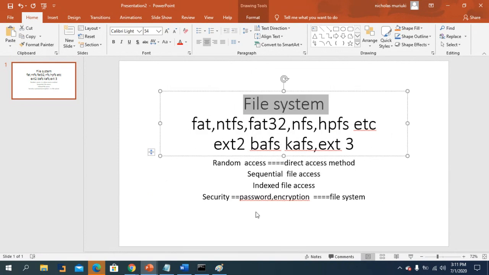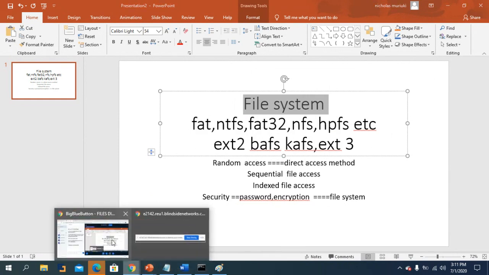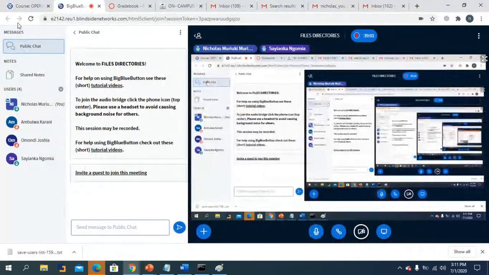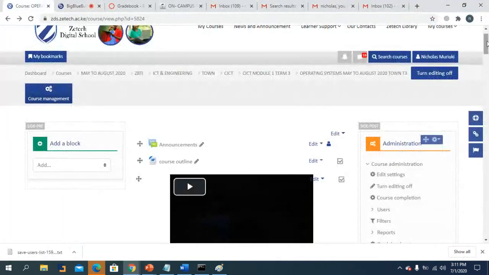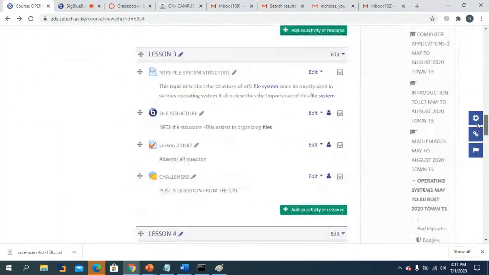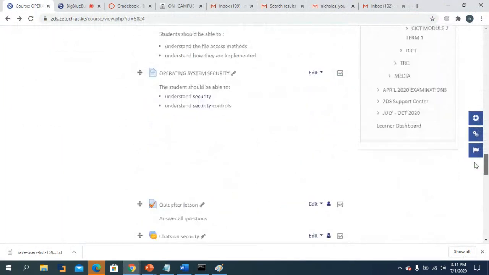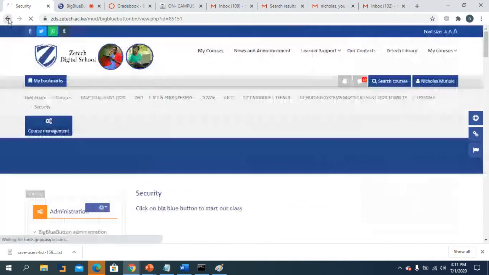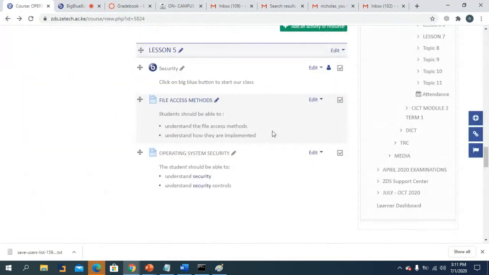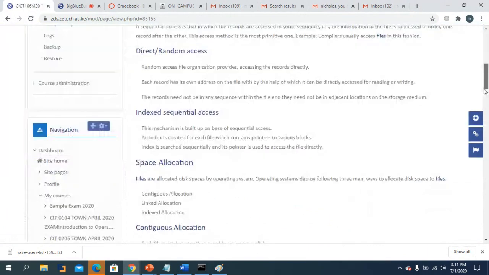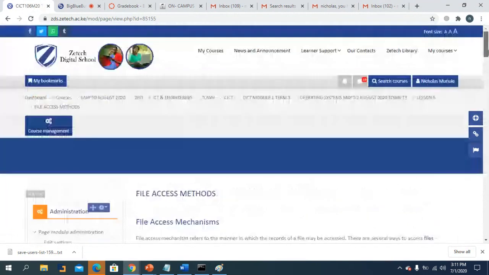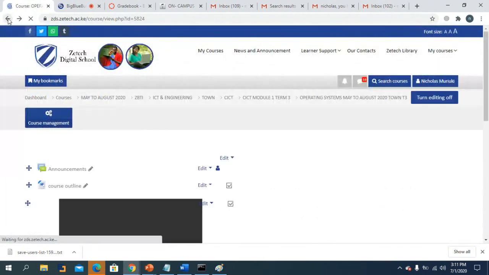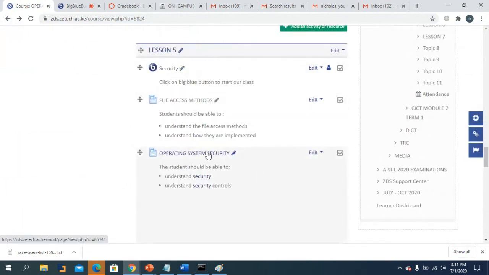What is a file system as a structure in that area? Is there any issue on security? Maybe we proceed to what we are referring to as a file system. So let me look at the file access methods. Already we have talked about those file access methods. We have talked about linked access, etc. Then we look at the operating system security.